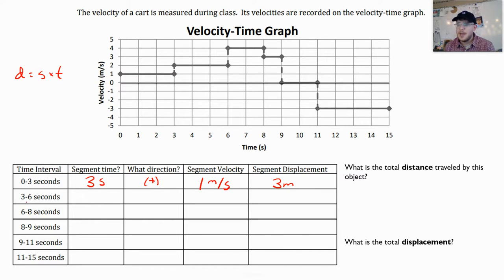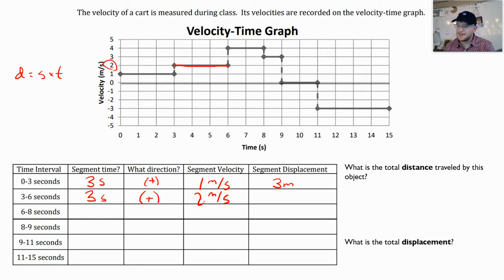Let's do the next one. Between 3 and 6 seconds, how many seconds have gone by? 3 seconds. Am I heading in the positive or negative direction? My velocity is above the x-axis, above 0, so I'm heading in the positive direction. What's my velocity here? It looks like it aligns with 2 meters per second. What's my displacement?